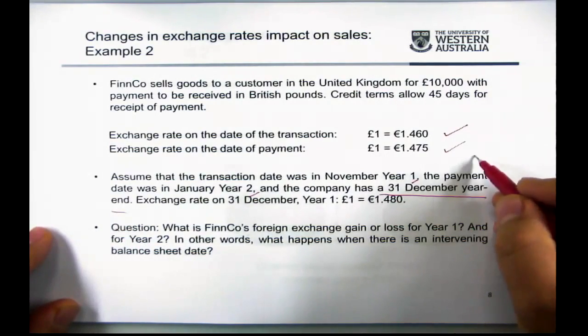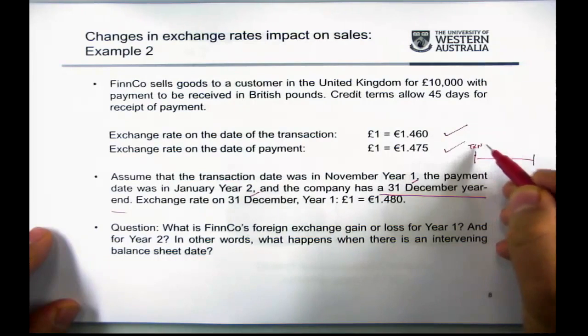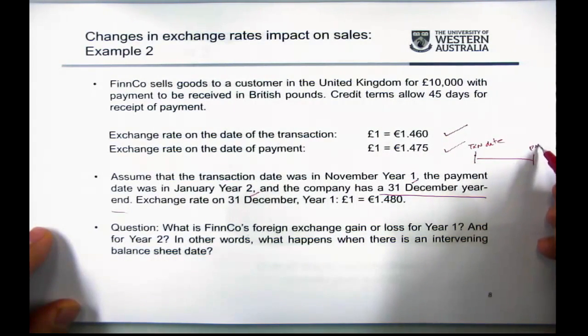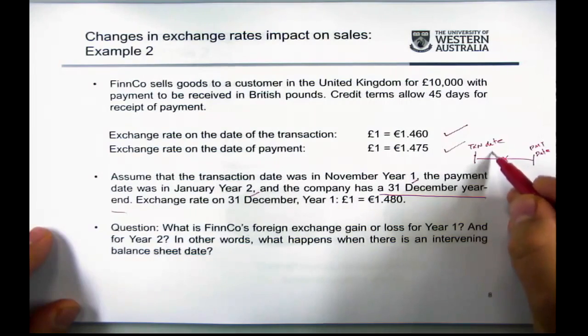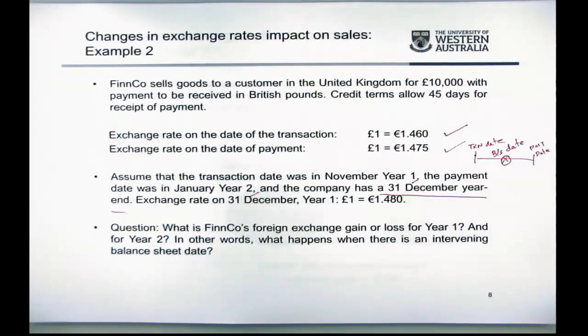So we have 3 dates now. This is the transaction date. And this is the payment date. And in between, there was the balance sheet date. You know, on this date, on the balance sheet date, the firm has to write down or prepare its financial statements.